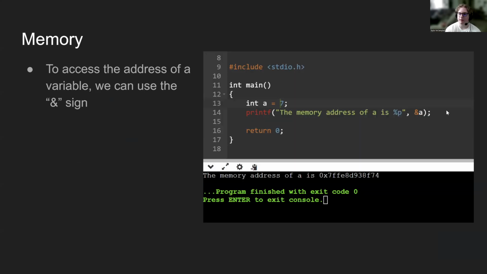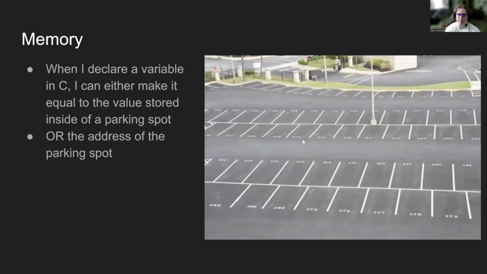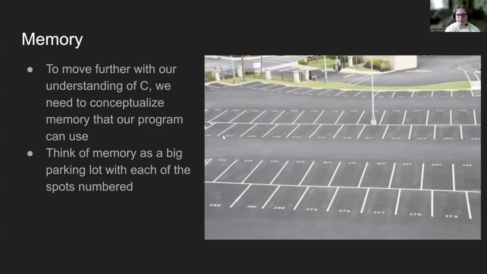But just remember that what we've printed out is the memory address. This is a big long hex number because memory is a big place. So we have this big long hex number that represents the actual memory address of where this value 7 is stored. So it represents the parking spot in our massive parking lot of memory where the actual value 7 is stored.